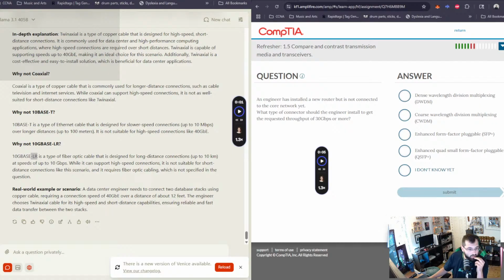Okay, what was the question? An engineer has installed a new router but is not connected to the core network yet. What type of connector should the engineer install to get the requested throughput of 30 gigabytes or more? Okay, so he's got a router. It's not connected to the core network yet. Core being the key word there. Coarse wavelength division multiplexing. Dense wavelength division multiplexing.